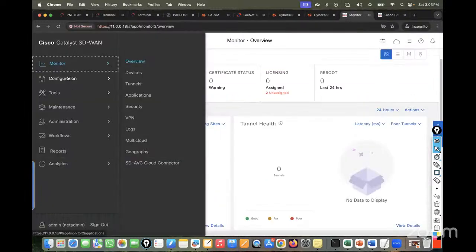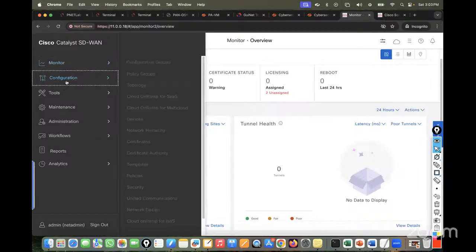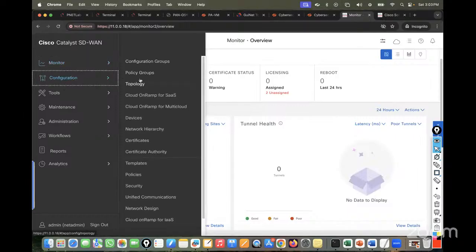So this is going to be something new, and you are going to get new things in configuration, like configuration group, policy group, topology. These are very new for this particular UI. Earlier it was not there. So we'll understand what is inside the policy group and configuration group. Cloud on ramp was there, devices were there, hierarchy, certificate authority, template, everything was there. There is a new thing, unified communication for VoIP, that is also there.